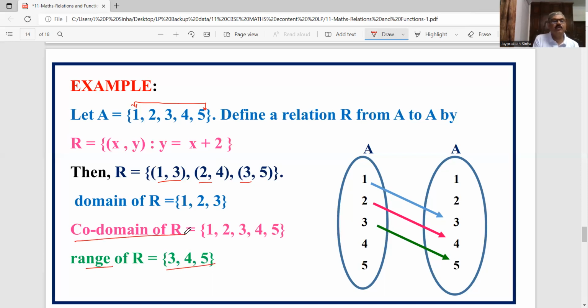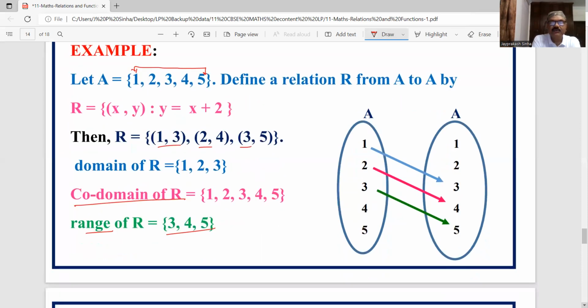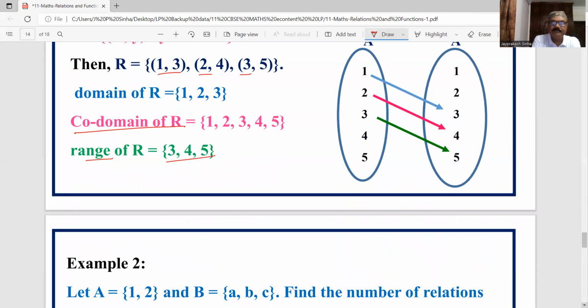Now, what is the codomain of R? Codomain of R means all the elements of the second set. All the elements of the second set, whether they have taken part in the relation or not, we have to take all. So here the codomain of R is equal to 1, 2, 3, 4, 5. Okay. So now I hope the idea of domain, codomain, and range will be clear. We'll see one more example.